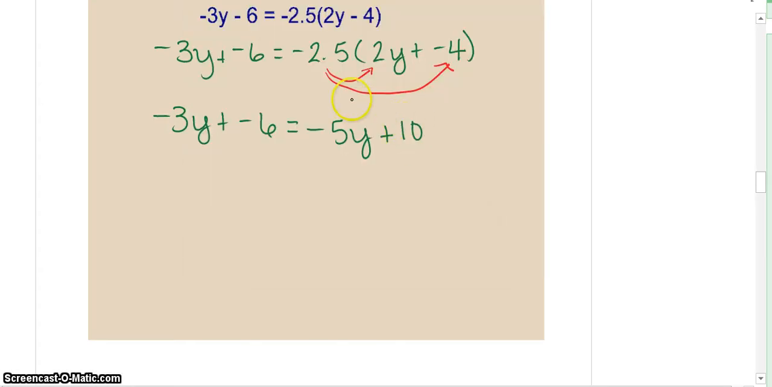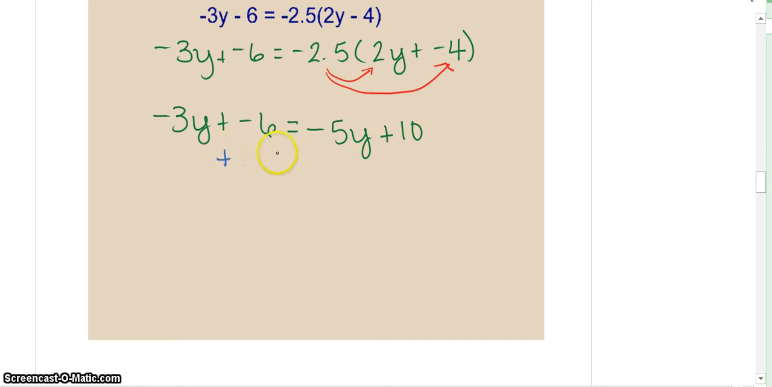So the way I ended up with the right-hand side is I multiplied negative 2.5 times 2y, which gave me negative 5y. I brought down my plus, and then I multiplied negative 2.5 times negative 4, which gives me 10. Now I'm going to go through the process we just saw, in which I'm going to get rid of my constants from my left side by adding the opposite, and get rid of my terms with variables on my right side by adding the opposite.